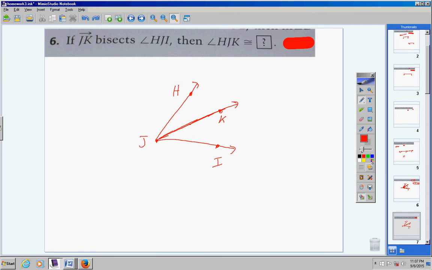So if it's cutting it in half, then that means that this angle right here is going to be congruent to this angle here. So angle HJK is congruent to what angle? KJI, or you can call it angle IJK. Either one is fine. Pretty simple.